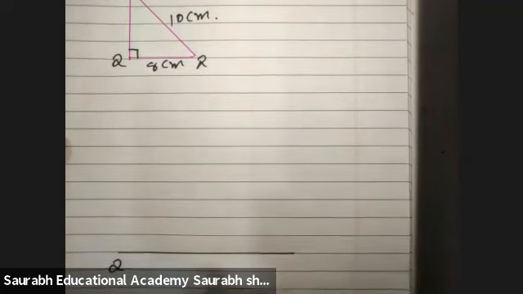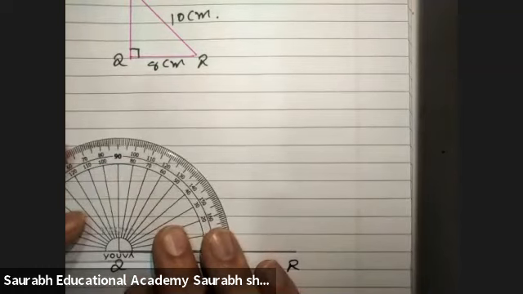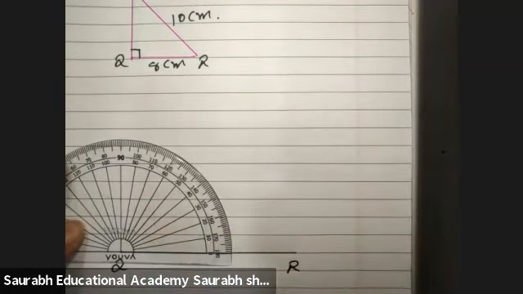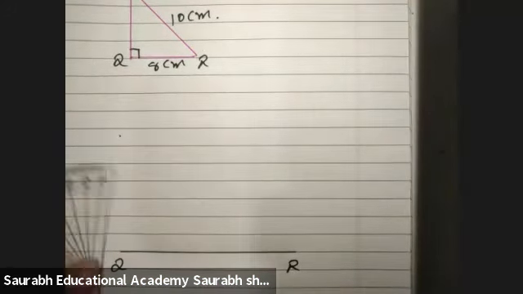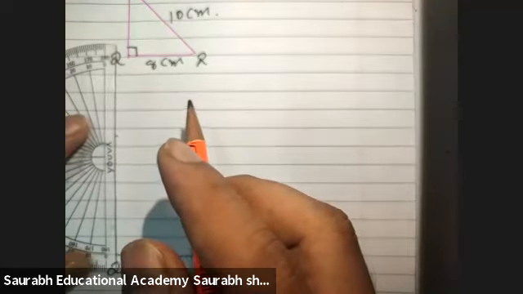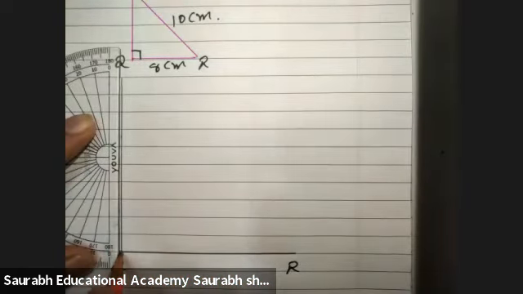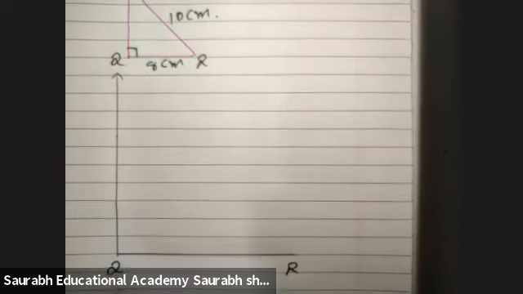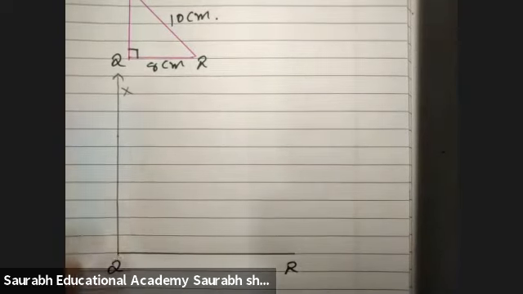This is your QR, line segment QR. Now, we'll draw a 90 degree angle, putting our protractor on Q in this way, and take a point at 90 degree. Draw it. I have drawn a ray QX.